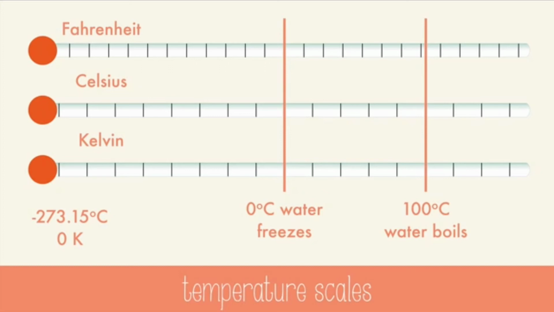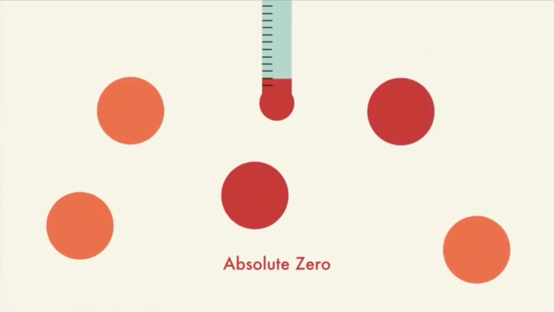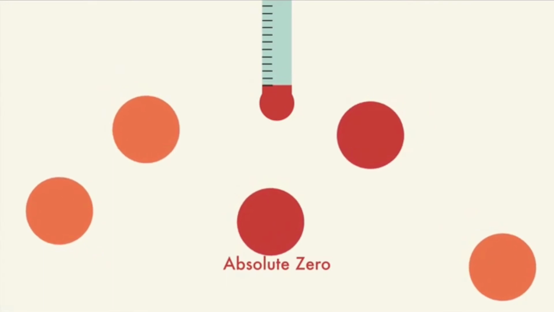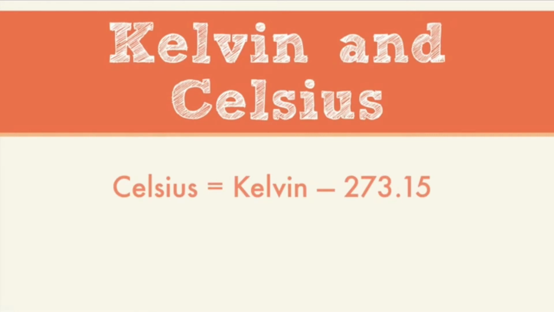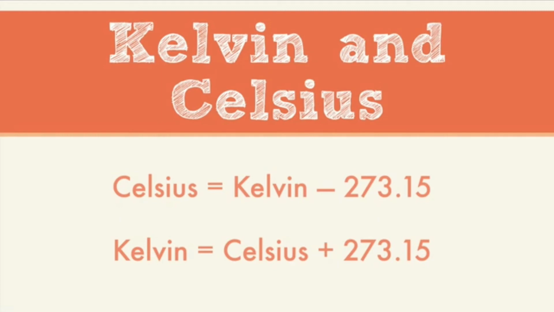1 degree Celsius is equivalent to 1 Kelvin. Absolute zero is where the kinetic energy of atoms is zero, well, theoretically. It's easy to switch between Celsius and Kelvin. Just subtract 273.15 from Kelvin to get Celsius, or add 273.15 to Celsius to get Kelvin. For example, 20 degrees Celsius is 293.15 Kelvin. And make sure you don't say degrees Kelvin. It doesn't actually use degrees, it's just Kelvin.